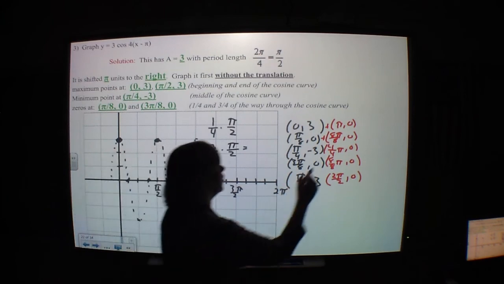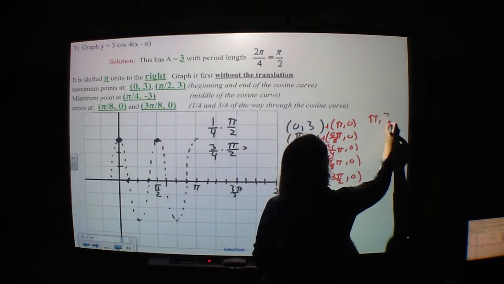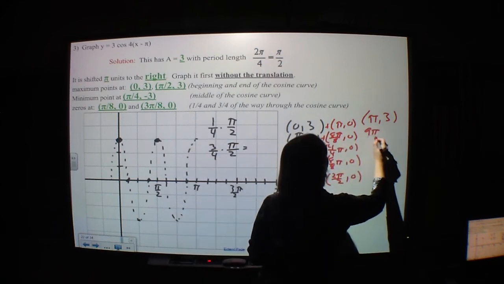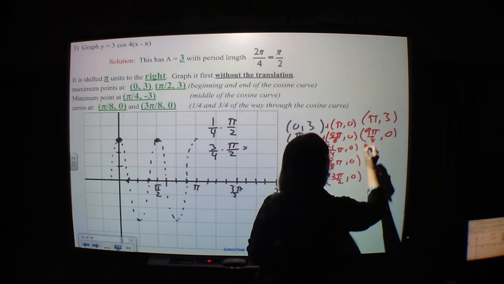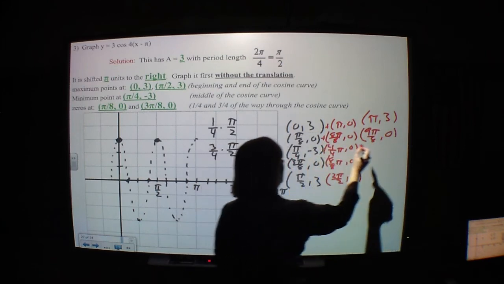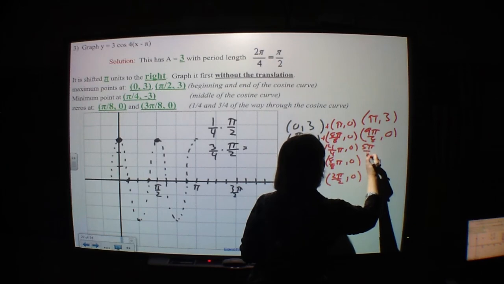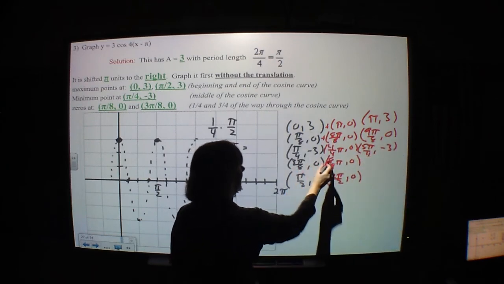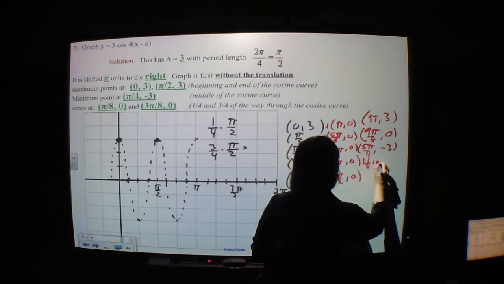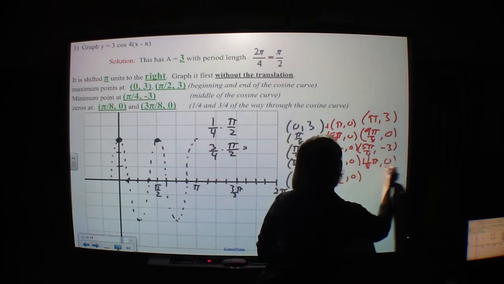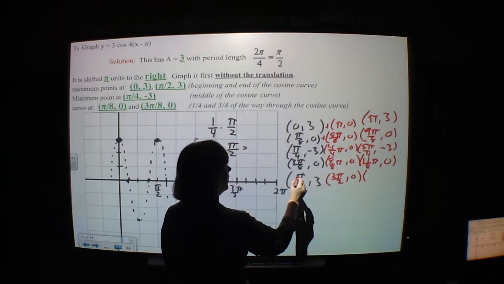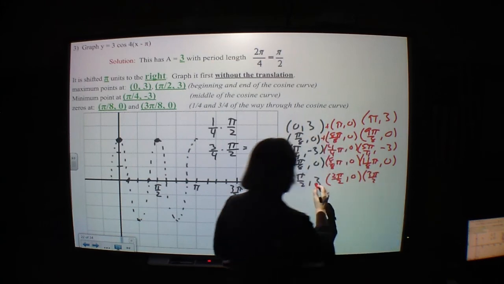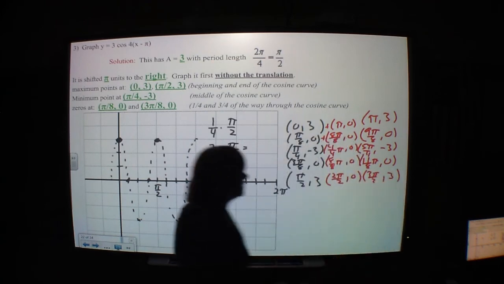So when I have my new points, I'm at pi, 3. Pi over 8 plus 8 pi over 8 is 9 pi over 8, 0. Pi over 4 and 4 pi is 5 pi over 4, negative 3. 3/8 and 8/8 is 11/8 pi, 0 plus 0, 0. Pi over 2 and pi over 2 is 3 pi over 2, 3 and zeros, 3. So there are my new points.